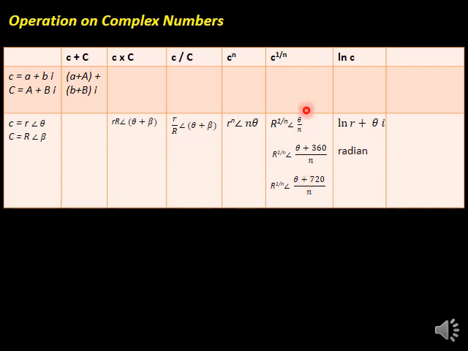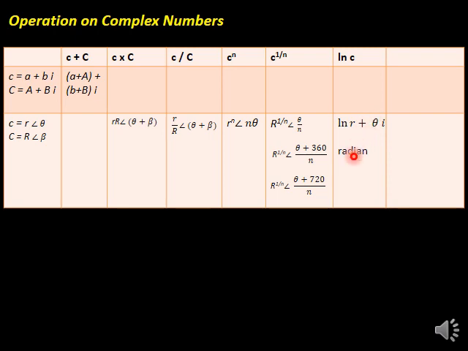Now, if we want to determine the natural logarithm of a complex number, it is convenient to write the complex number in polar form, and then evaluate using this formula: the natural logarithm of the modulus plus theta i, where theta must be expressed in radians.